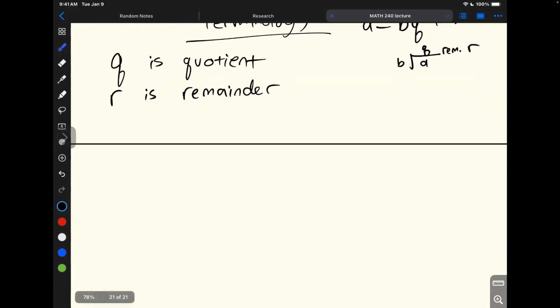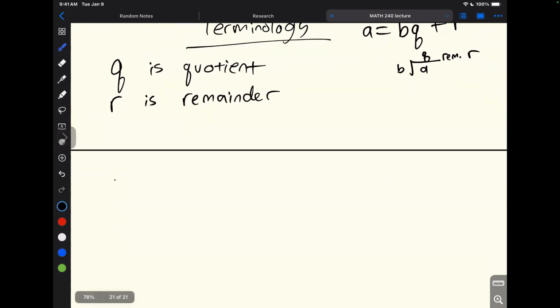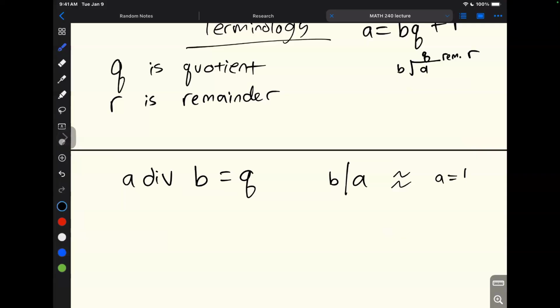And then we get into some terminology. So the book says we can write A div B to say that B divides A, or A div B equals Q. I don't know that I necessarily like that. I rarely see that notation. I think B divides A being equivalent to A equals B times Q is a lot cleaner. But this notation is there if we need it.